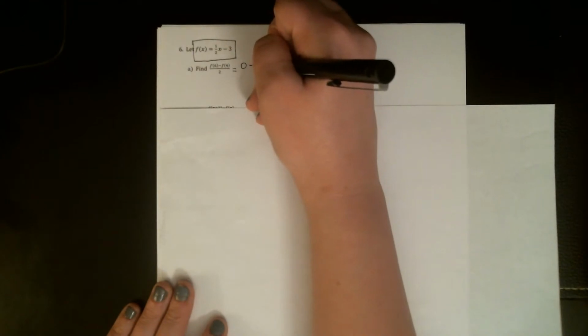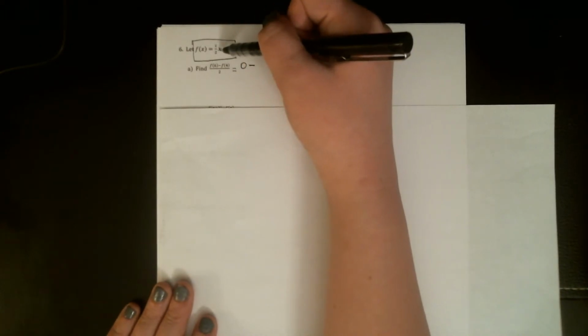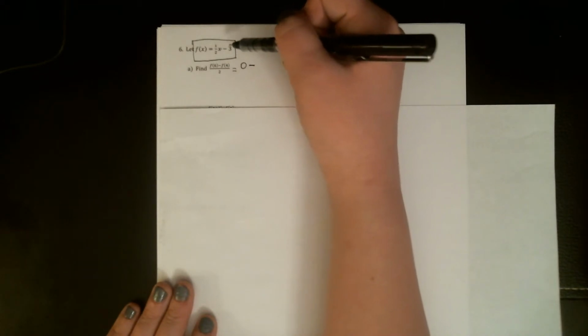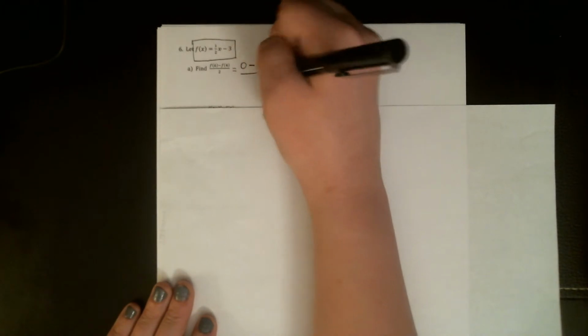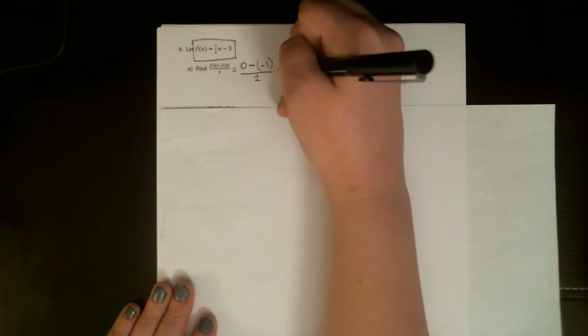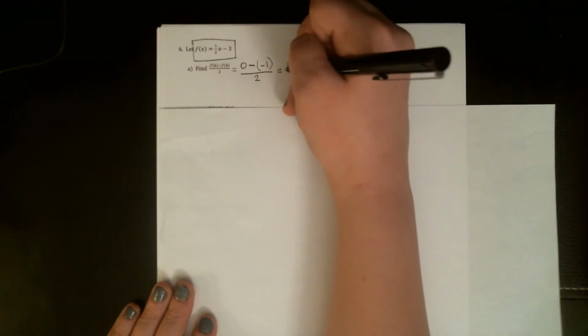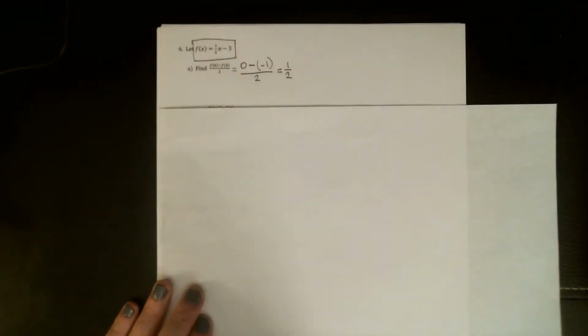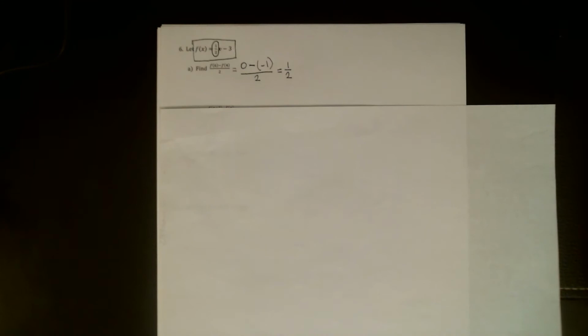Similarly, I'm supposed to find f of 4 and then subtract it from the value I just got. If I want to plug in 4, 4 is going to go in for x. I get 1/2 of 4, which is 2, minus 3, which is -1. And I'm supposed to take what I get and divide it by 2. And I can simplify a little bit here. 0 plus 1 is 1. So I'm getting 1/2.